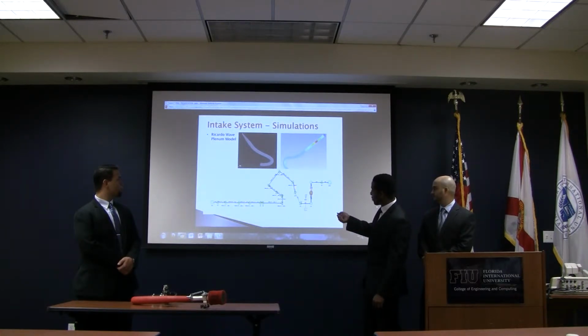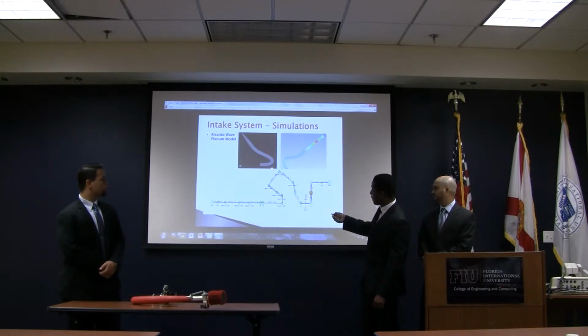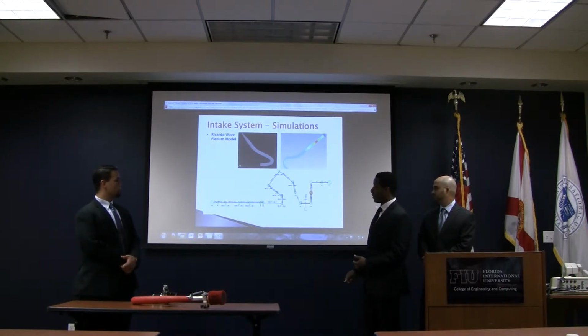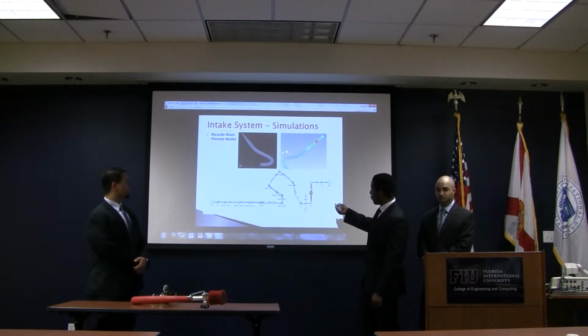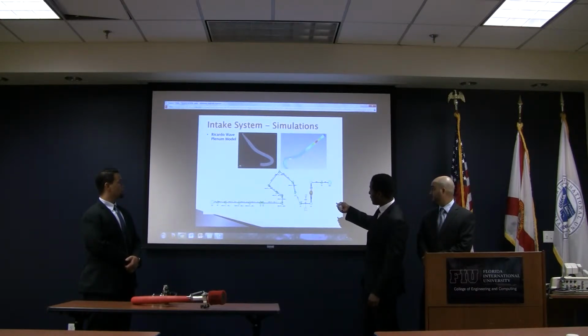This curved section here represents the same curved section in the CAD models. We got the data from Ricardo Wave and inserted it into ANSYS to get a flow simulation. We then improved our initial CAD model by increasing the radius of curvature here and also reducing the length of that curve by eliminating this section here.